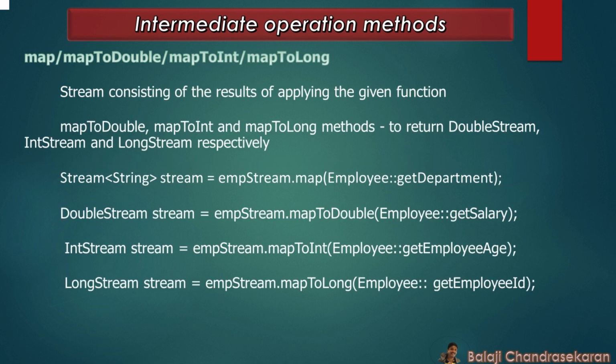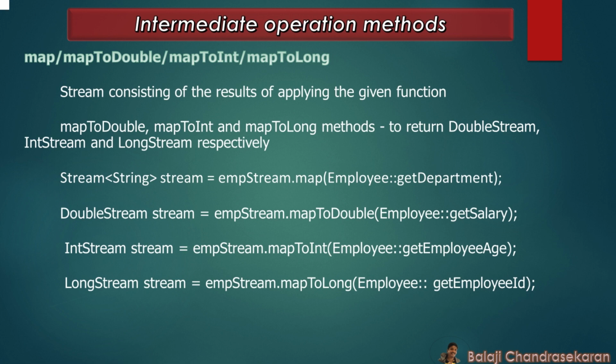The map method applies a function to each element of the stream and returns a new stream with the results. The mapToDouble, mapToInt, and mapToLong methods are also available, like map, to return a double stream, int stream, and long stream respectively. The provided code demonstrates different ways to transform a stream of employee objects into specialized streams such as a stream of string, double stream, int stream, and long stream by mapping specific attributes of the employee class.